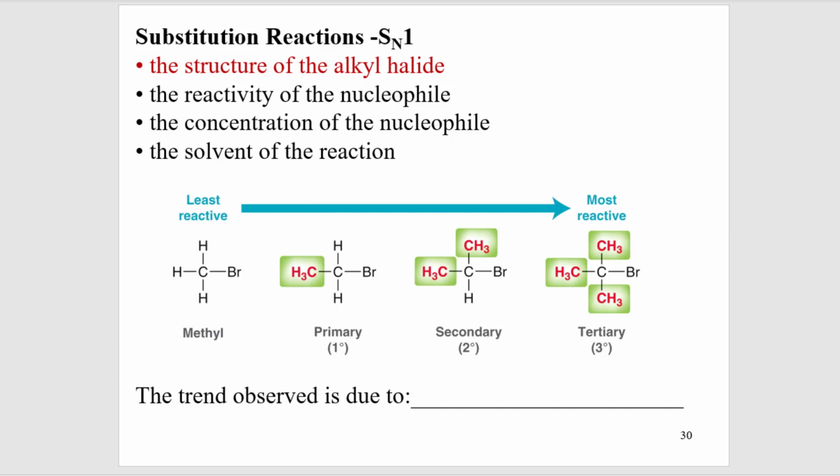All right, so let's go over a few things trend-wise that we see for SN1, as we did with SN2. What are we looking for in the structure of the alkyl halide? And remember, the alkyl halide is our electrophile. Well, as you notice, because we're forming a carbocation, it makes the things that we're looking for trend-wise in the alkyl halide or electrophile a little different, or a lot different, than the SN2 reaction.